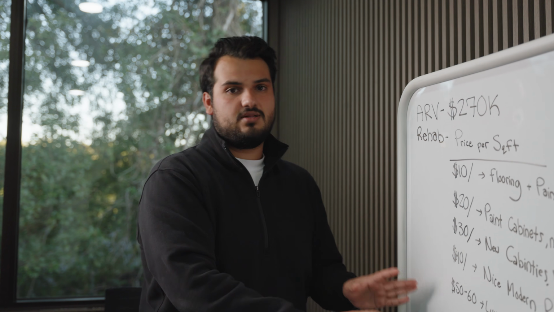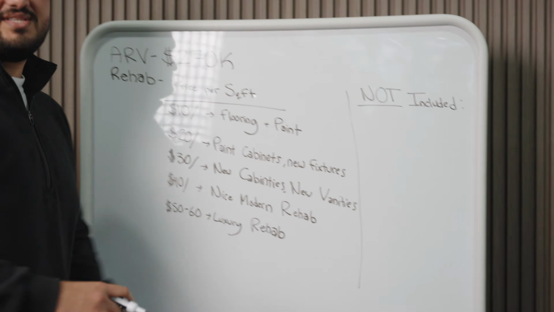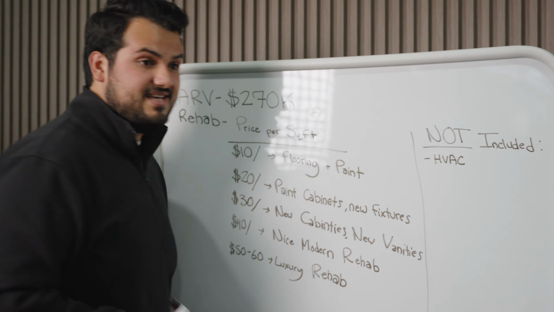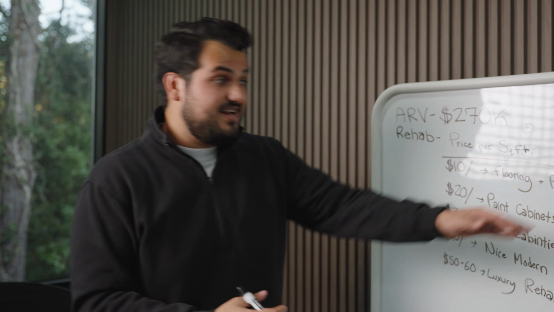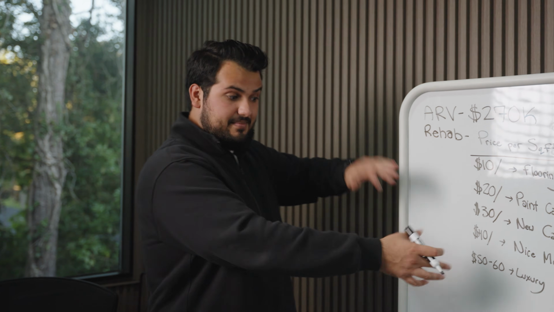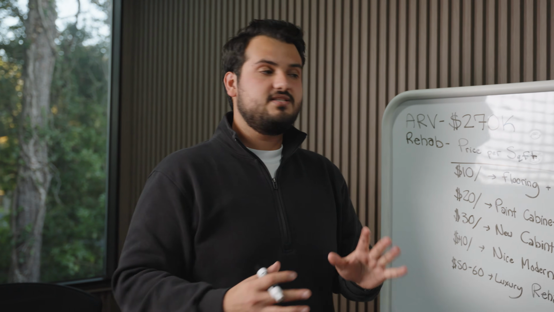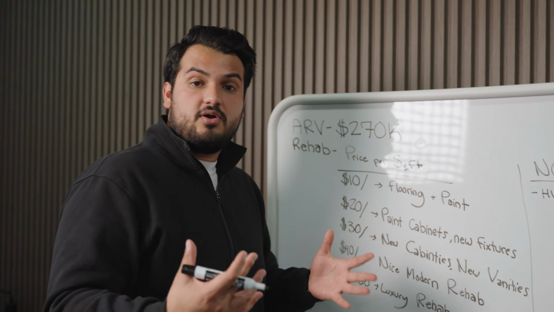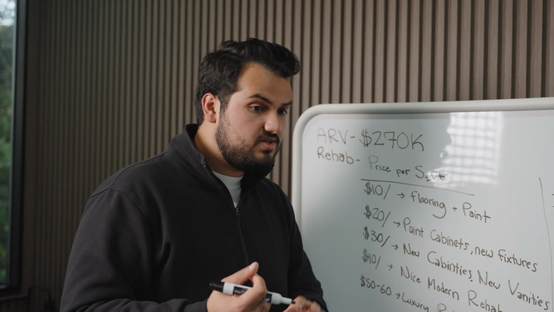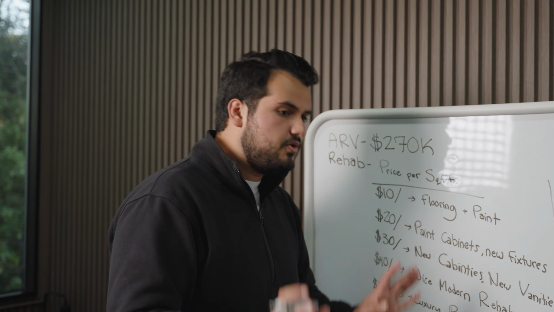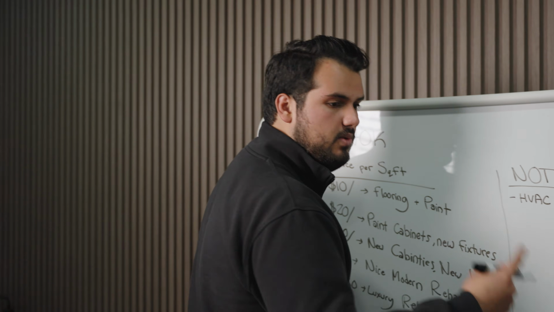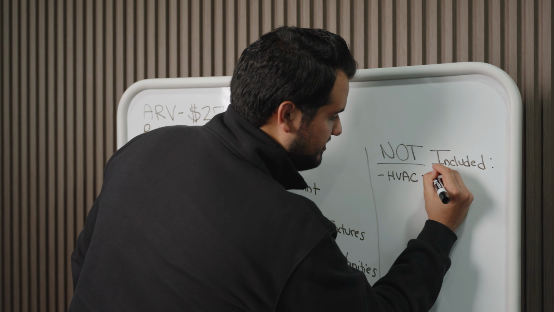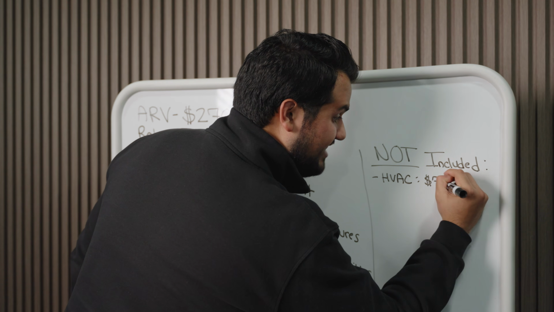Okay, so now we kind of understand what we're looking at. What isn't included in these prices? So this is what's not included in those prices. HVAC, right? So that's central heating and air. That's not included in the flooring, paint, cabinet, modern, luxury rehab. If a house needs a new HVAC, the price that we use as a ballpark range, again, this will vary on size of house and how many units it needs, but for the most part, if it's an average sized home with one HVAC, we could expect it to cost us around $7,500. All right, so that's what's not included.